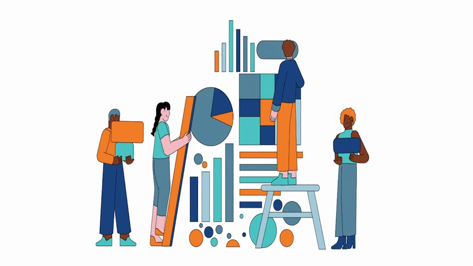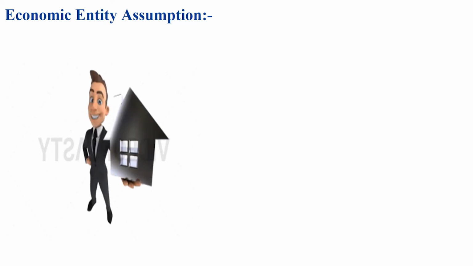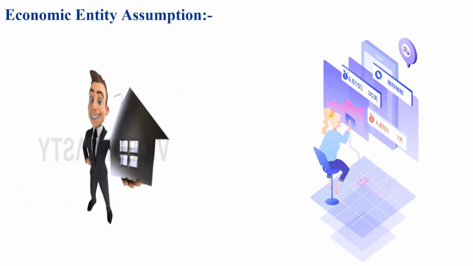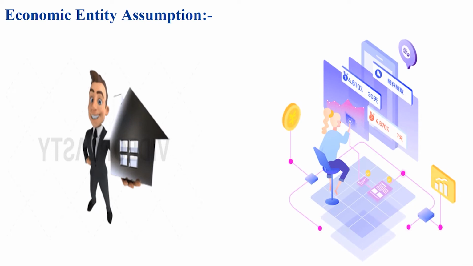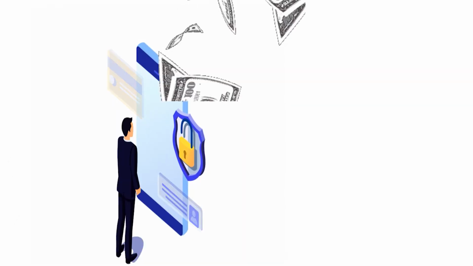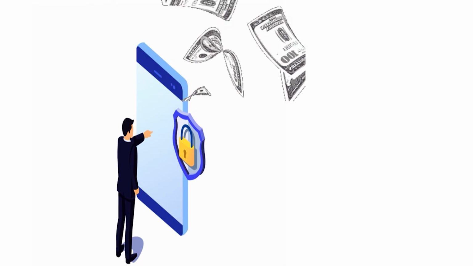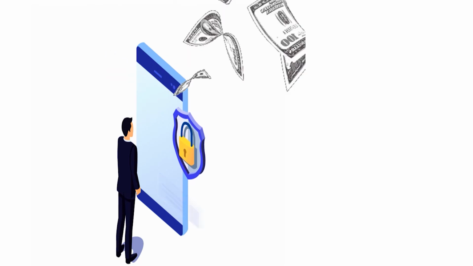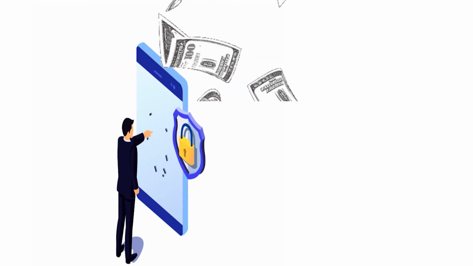The fifth assumption is the economic entity assumption. This assumption separates the owner of the company from the company itself. It means that the economic entity assumption separates the company's financial records from the personal financial records of the company's owner. In all probability, the commercial business transactions must not mix with the individual transactions of the company's owner. This assumption is also known as the business entity assumption.